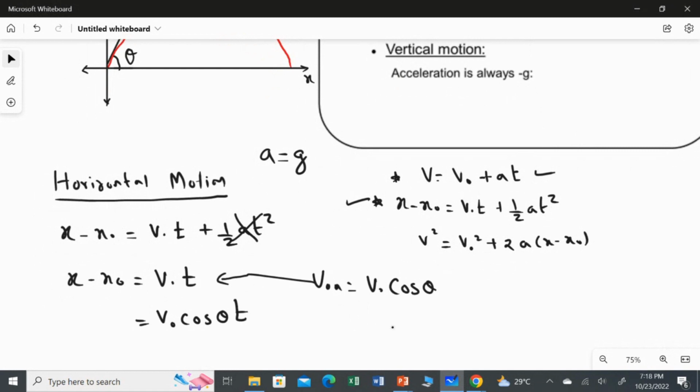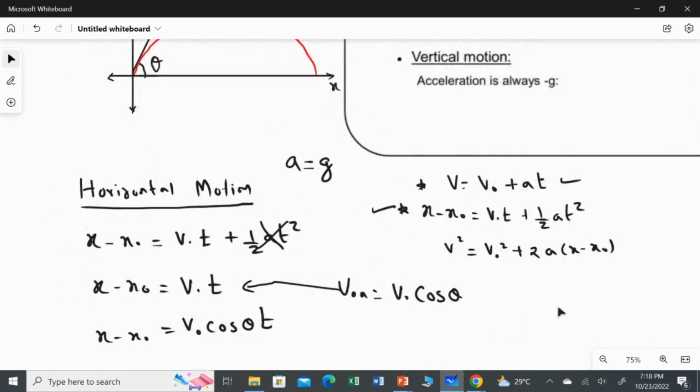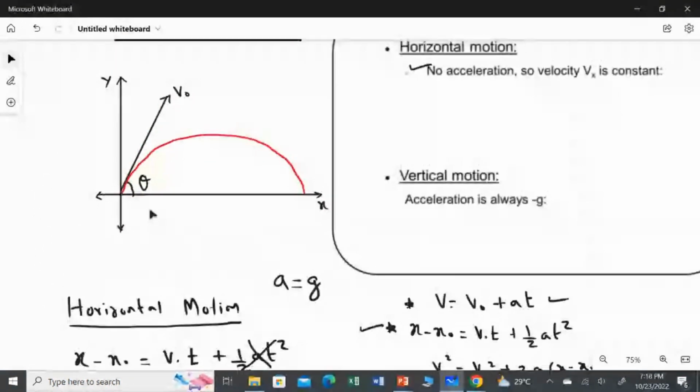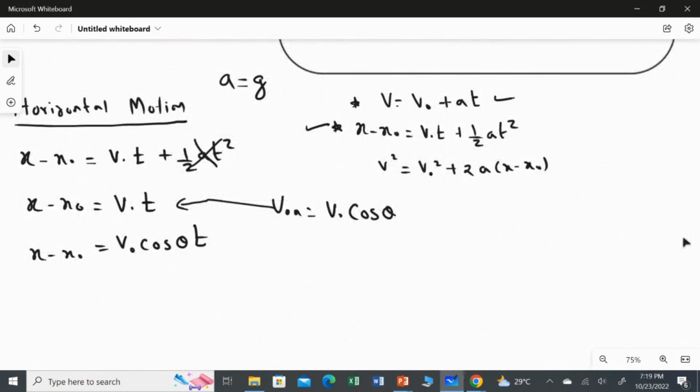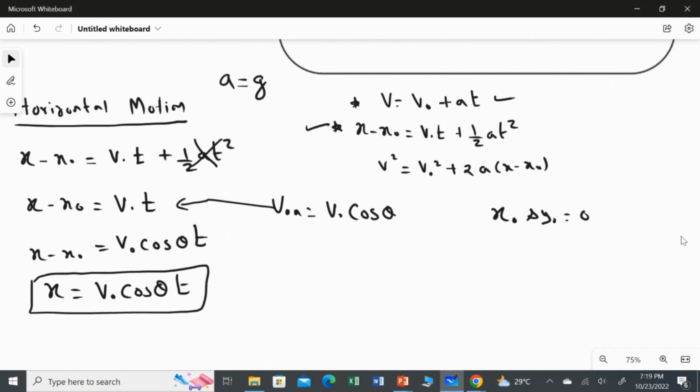On the left-hand side of the equation, x minus x0 is nothing but our displacement. If you see the diagram, our x0 always starts at the origin. Therefore, x0 and y0 from this diagram are considered to be 0, the origin, which is equal to 0. Therefore, this equation becomes x equals v0 cosine theta multiplied by t. This is our equation of the displacement of the projectile in horizontal motion.